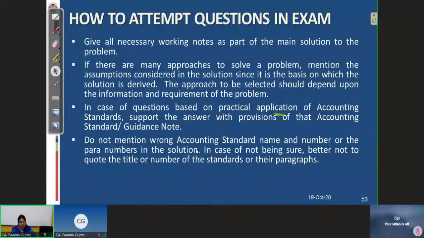If there are many approaches to solve a particular problem, mention the assumptions considered in the solution, since it's the basis on which the solution is derived. Whatever approach you have selected, please mention it clearly in your answer. In a question based on practical application of an accounting standard, support the answer with the provision of that particular accounting standard.